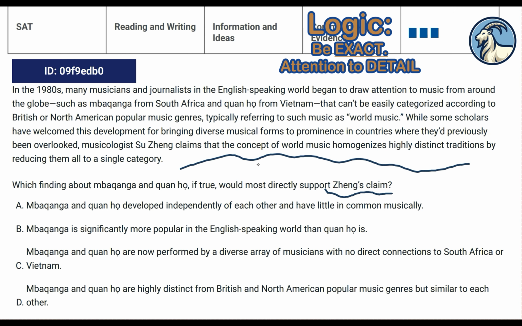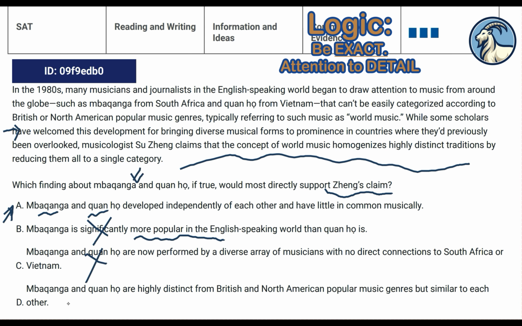If we think about his claim and start predicting an answer, we would predict that the two music types are not like each other, which A basically says. So I'm already thinking A might be a decent answer choice. For B, it's kind of irrelevant. More popular is not what we're talking about, so it can't be B. C is interesting where it almost supports the claim prior to this. Go back and look at it. This sentence right here is being supported by C, not Zhang's claim itself. So it's not C. That's not the answer to this question.